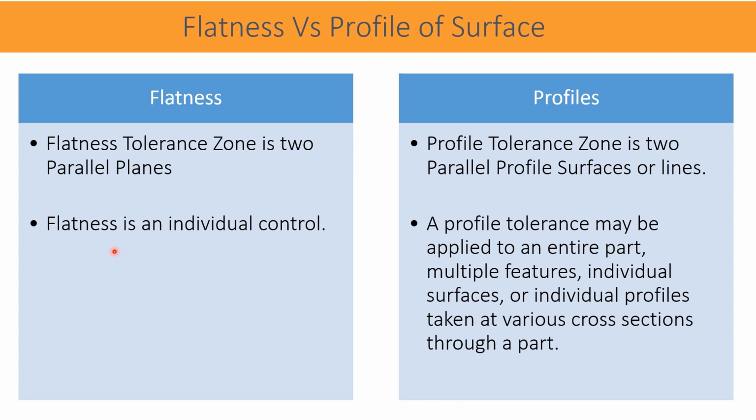Flatness is an independent or individual control, while profile tolerance may be applied to an entire part, multiple features, individual surfaces, or individual profiles taken at various cross sections through the part.